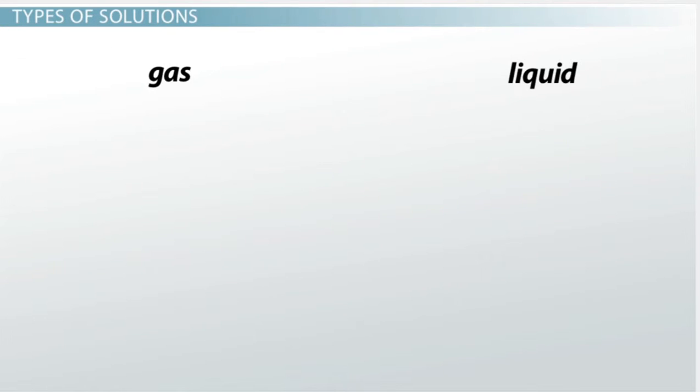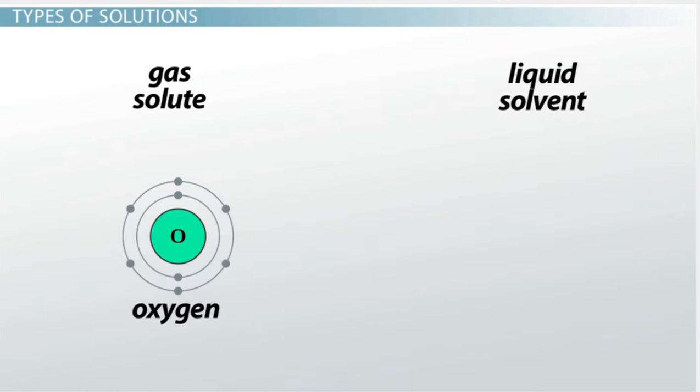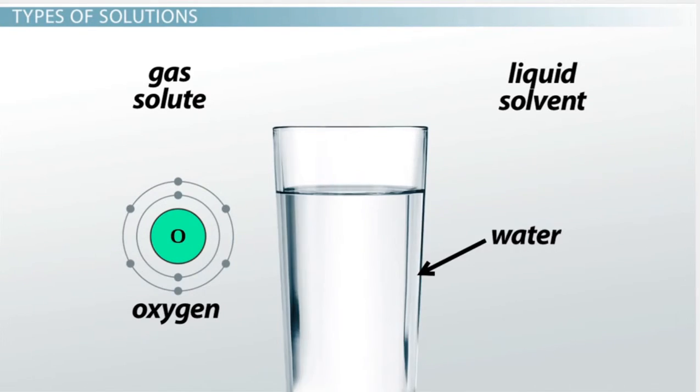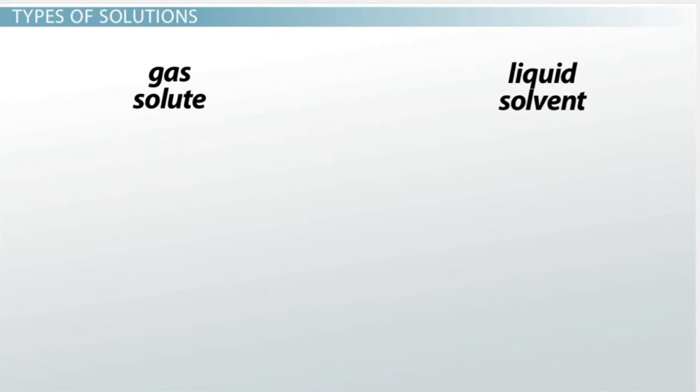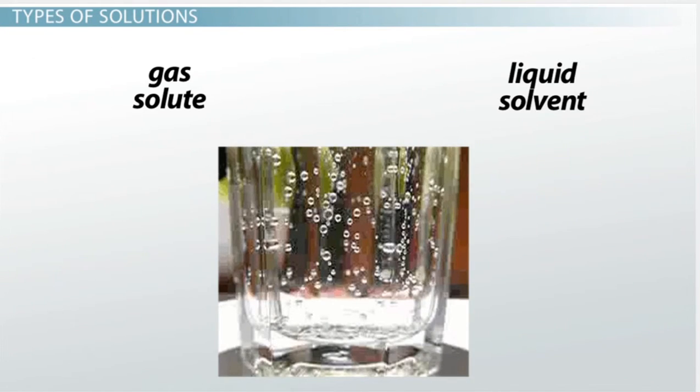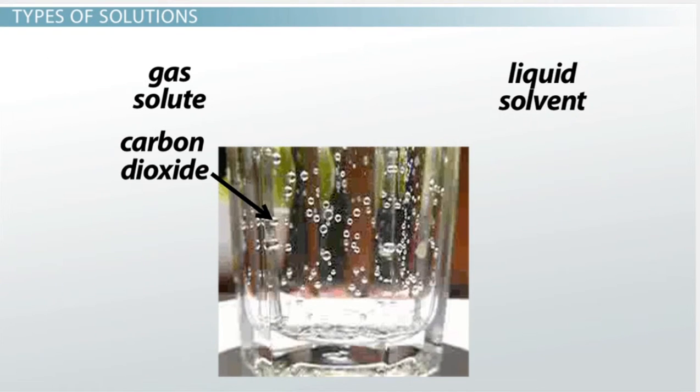Gas, liquid: a gas solute in a liquid solvent. An example is oxygen, which is naturally present in water. The solute is oxygen and the solvent is water. Another example is carbonated water, where the solute is carbon dioxide gas and the solvent is water.